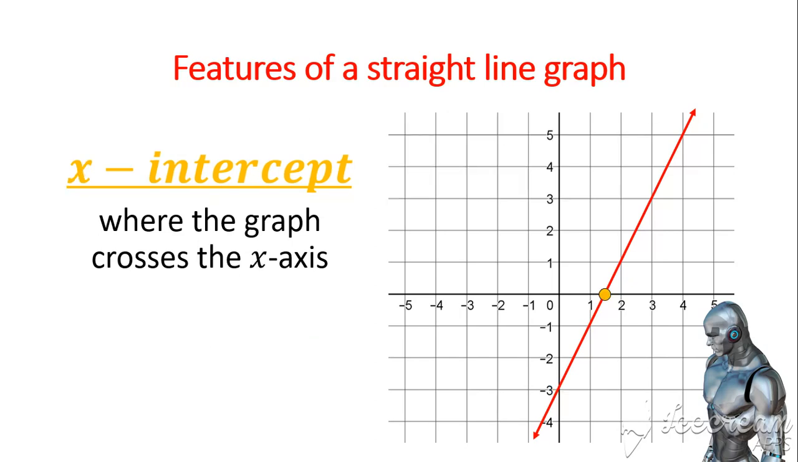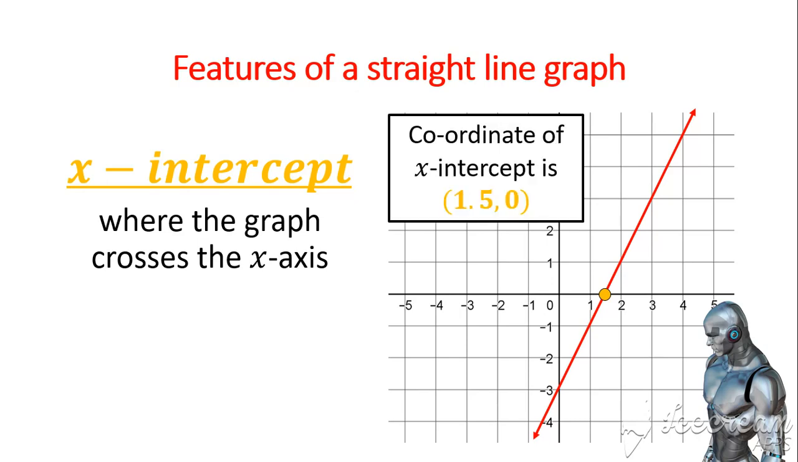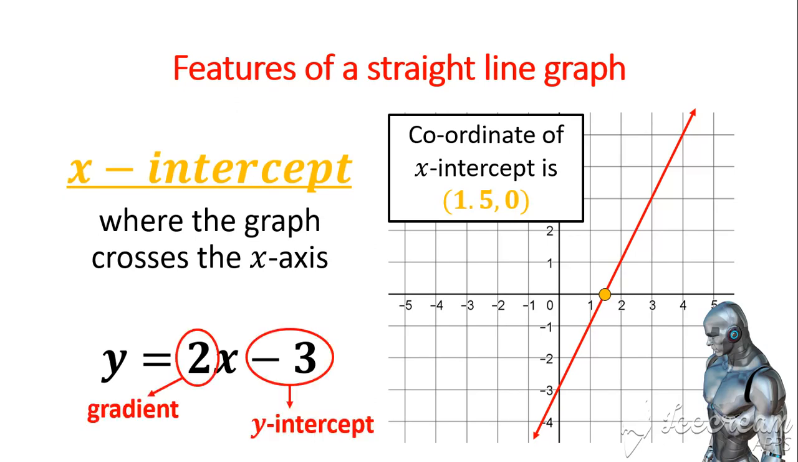Right, well the third feature we haven't spoken about is called the x-intercept. It's where the graph crosses the x-axis. And you can see in this graph it's somewhere between 1 and 2. Looks to be halfway. The coordinate of this x-intercept is 1.5, 0. So it is exactly halfway between 1 and 2. Now here's a quick way to find it from the rule, because if you look at the rule, there's nothing in the rule that tells us 1.5. We've got a gradient, we've got a y-intercept, we don't have an x-intercept in the rule.